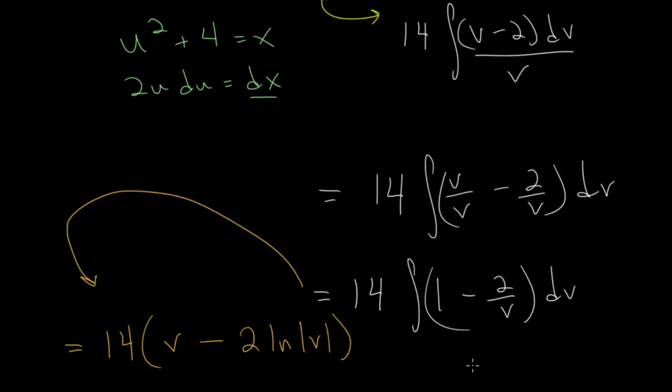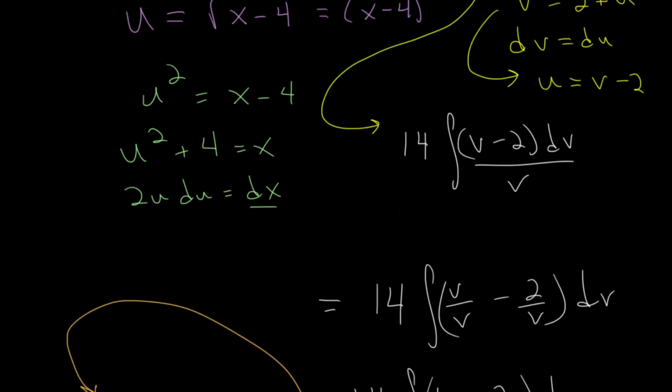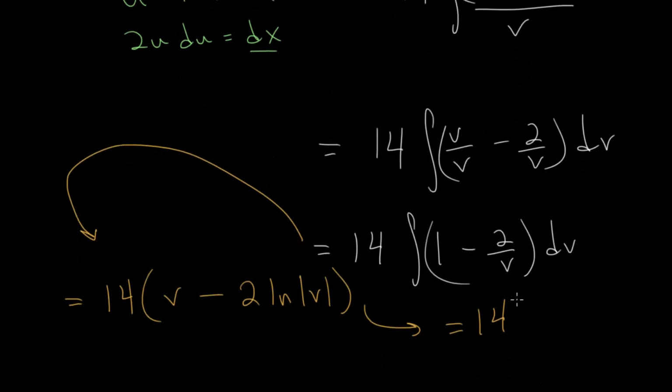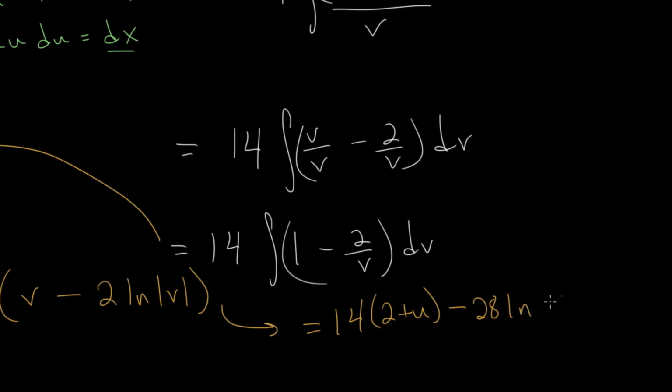But we started our integral in terms of x. So let's put everything back in terms of x, though we will have to first put it back in terms of u, and then we can substitute back for x. So let's distribute this 14 now. We have 14 multiplied by v, but remember that v is 2 plus u. So we have 14 multiplied by 2 plus u. Then we have minus 14 times 2, that's 28, the natural log of the absolute value of v, but that's just 2 plus u. So let me make a little bit more space. We have the natural log of the absolute value of 2 plus u. And I should mention we do have our integration constant, so we don't want to forget that.